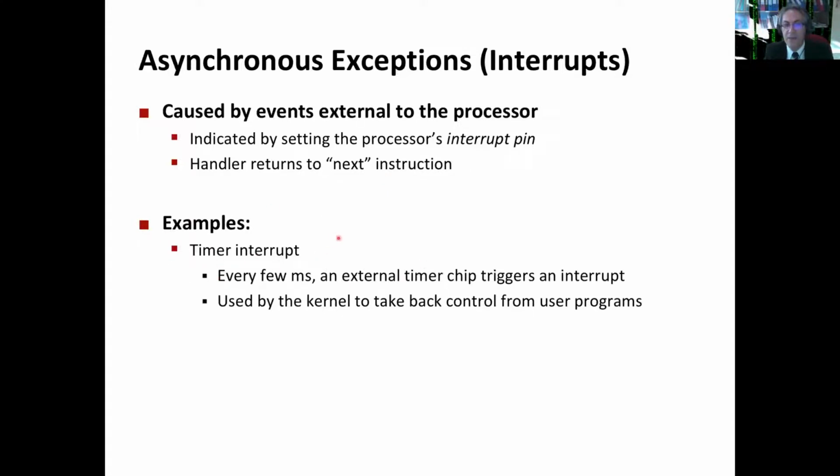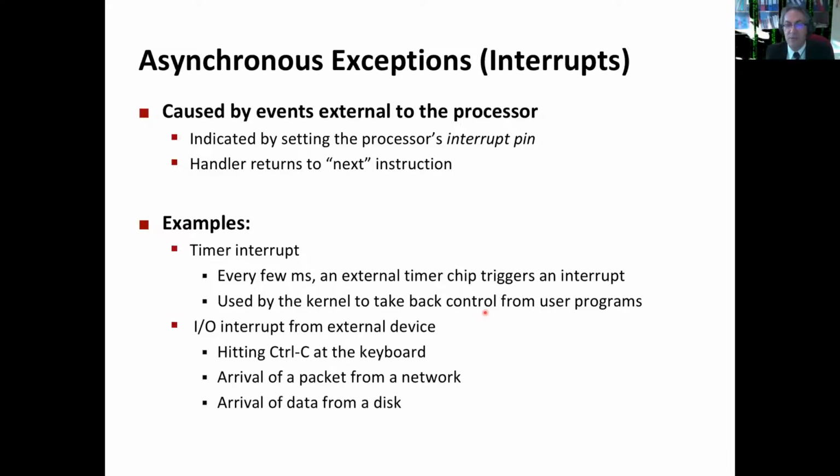Another one is, for example, a timer interrupt. In the case of a timer interrupt, every few milliseconds, the external timer chip triggers an interrupt like an alarm, and then the kernel looks at this, stops the current process that's running, and then maybe we switch to something else. Or it can be an I/O interrupt from an external device. For example, when you hit Control C at the keyboard, you're sending an interrupt, or the arrival of a packet or arrival of data. So these are all interrupts that are generated by external means, and we have no control over when they would happen.